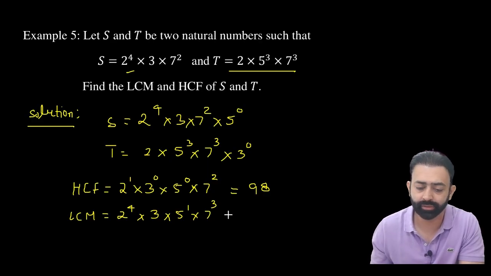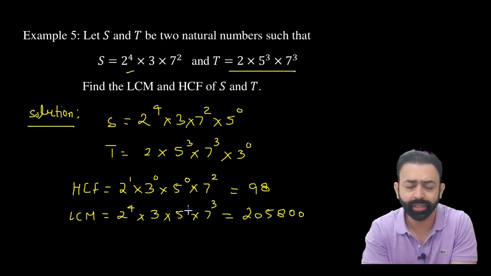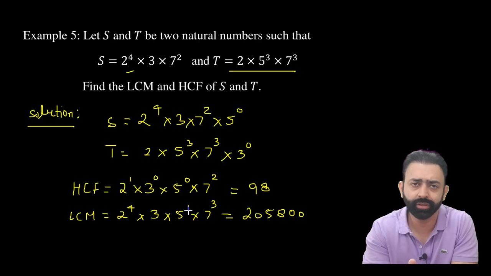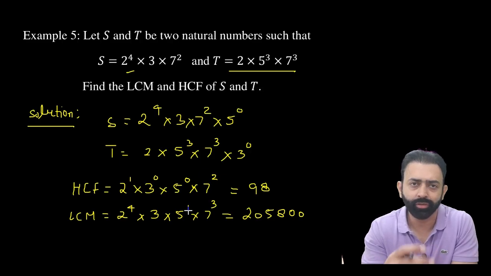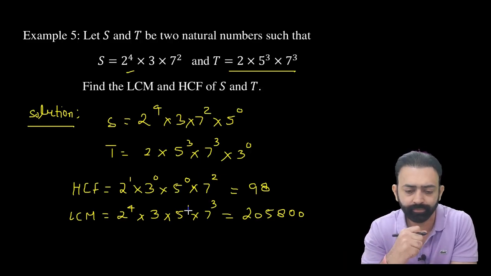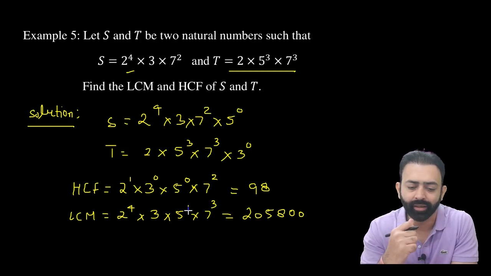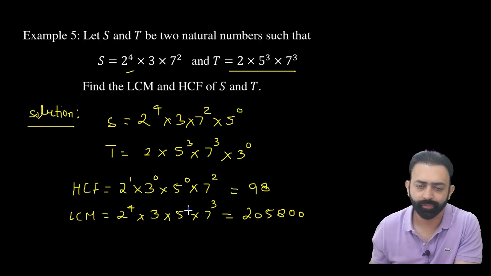Okay, so this will come out to be, after calculation, 205800. Right? So again, just concept based, that is how you will find out the HCF and LCM if certain numbers are written as a product of prime factors, just to take out the least and maximum exponent. Okay, let us switch to the next question.